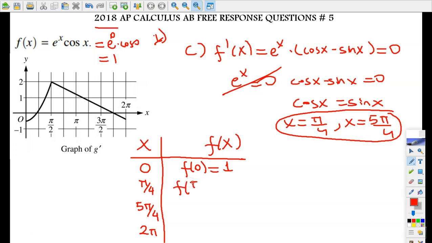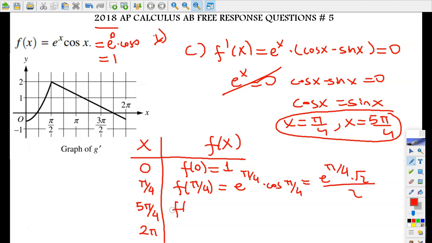Then f of pi over 4 will be equal to e to the power of pi over 4 times cosine pi over 4, and that's going to be equal to e to the power of pi over 4 times square root of 2 over 2. And f of 5 pi over 4, after the necessary simplification, is going to be equal to negative e to the power of 5 pi over 4 times square root of 2 over 2.